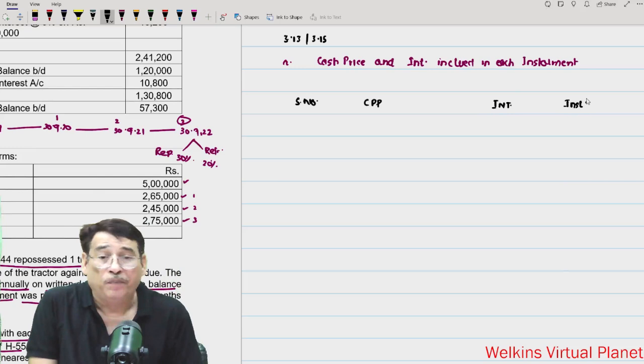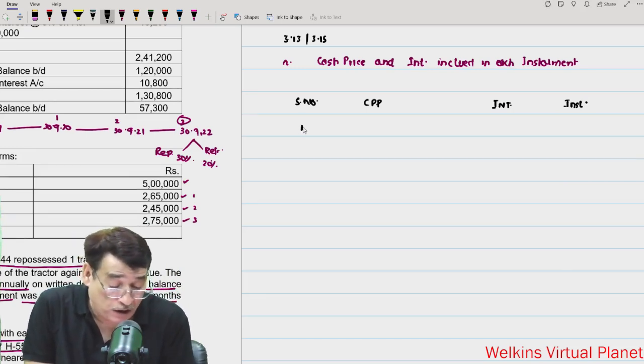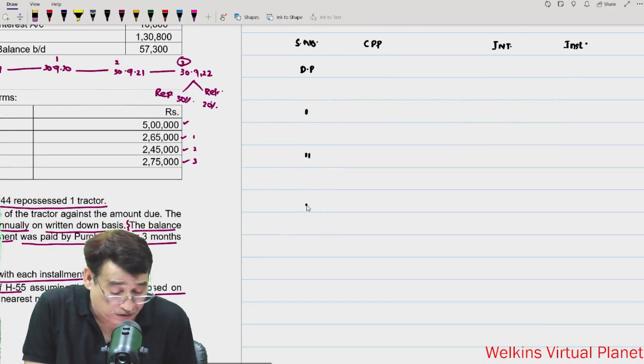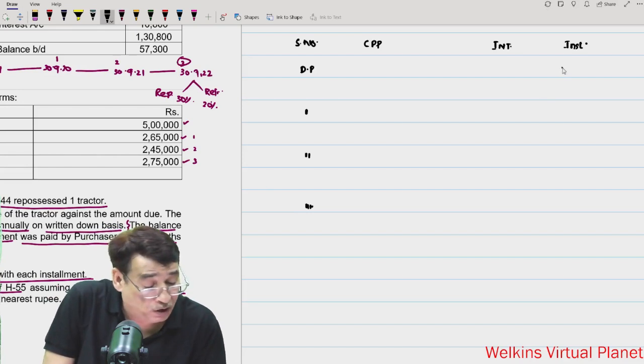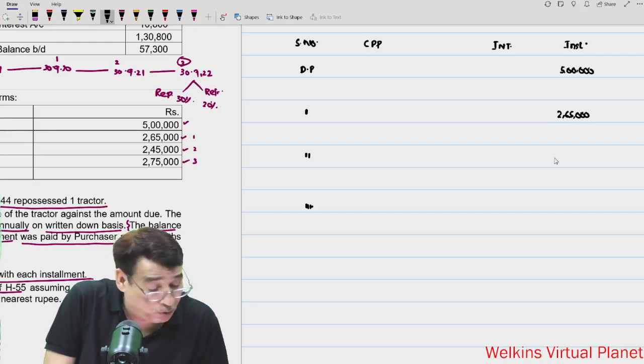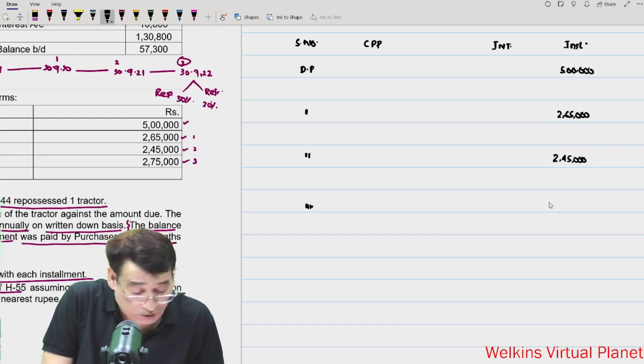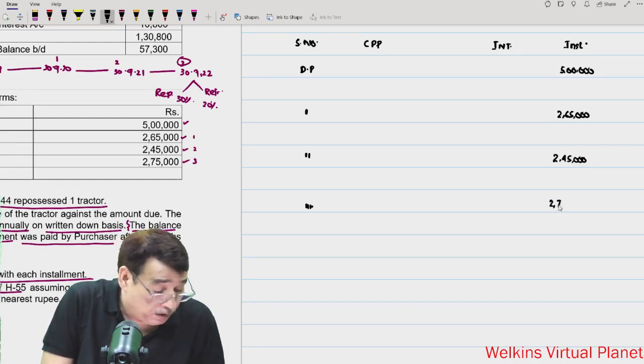installment amount. As we know, in this particular question, one is down payment and our first installment, then our second installment, and then third installment. Now, what is the amount of the installment? We have just seen that amount of the installment. Down payment is 5 lakh. Then 2,65,000 we are supposed to pay at the end of the first year. Then 2,45,000 we are supposed to pay at the end of the second year. And at the end of the third year, we will pay 2,75,000 and entire payment will be done.